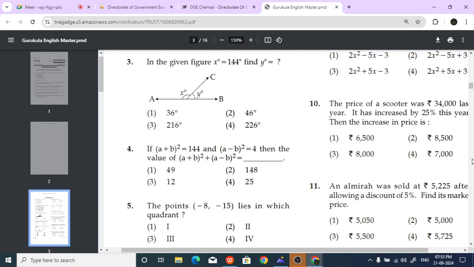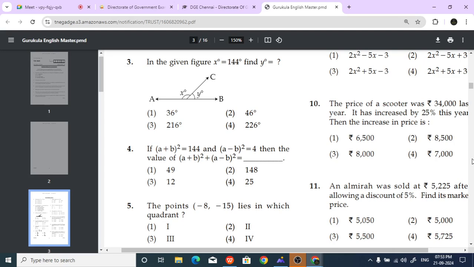Two or minus two. If that is the case, the addition of a plus b and a minus b will be how much? If you take plus 12 plus 2, it will come 14. If you take minus 12 and plus 2, it will come minus 10. If you take plus 12 and minus 2, it will come plus 10. And the last is minus 14. So there can be four answers: 14, minus 10, plus 10, minus 14.